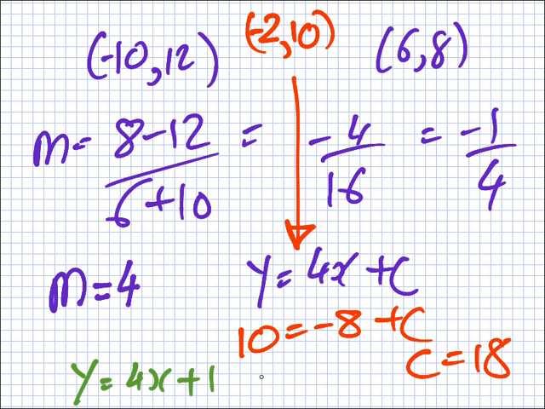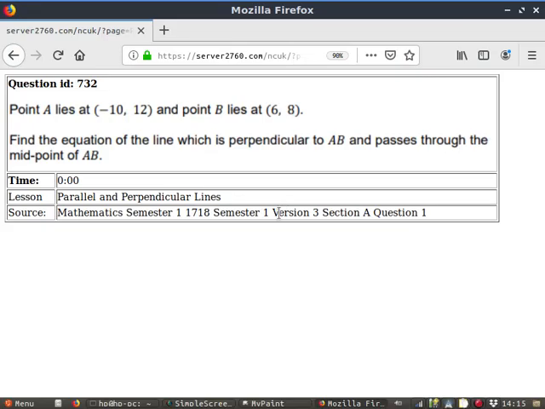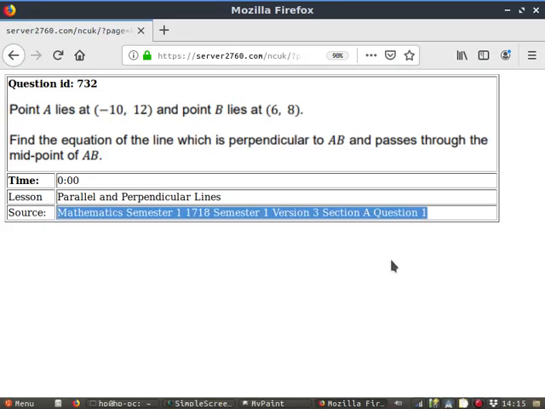Okay, yeah. I hope you all got that. This is a standard question, usually a section A question 1 or 2. So it was a question 1 in section A.